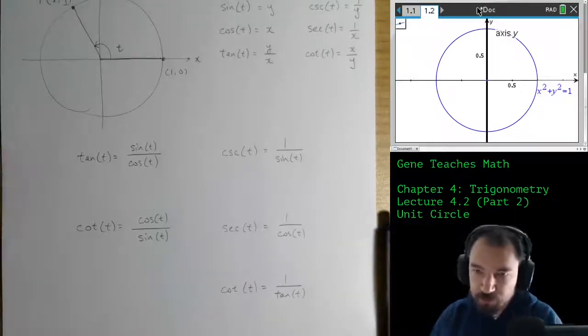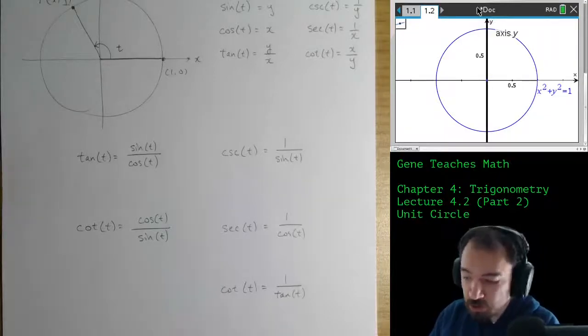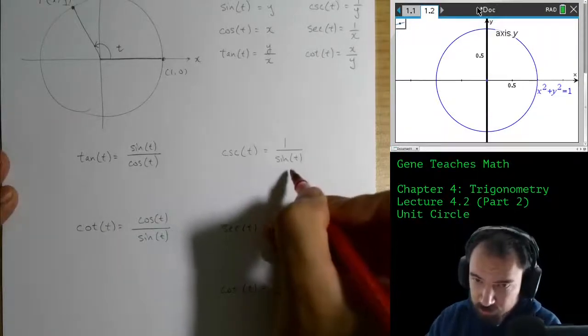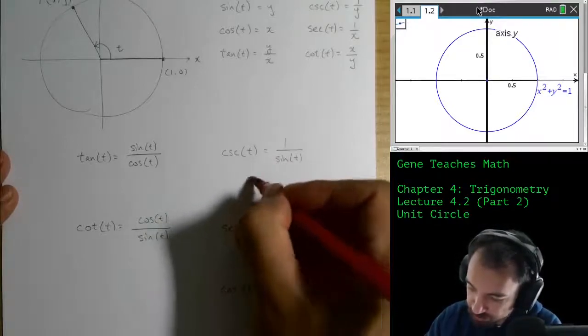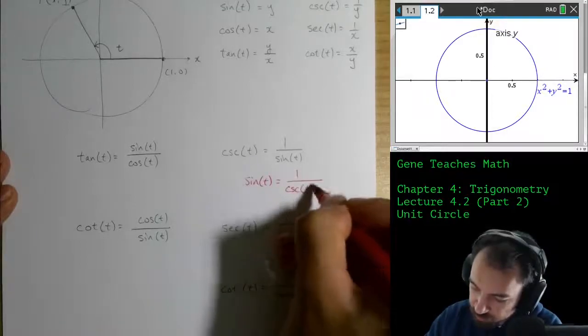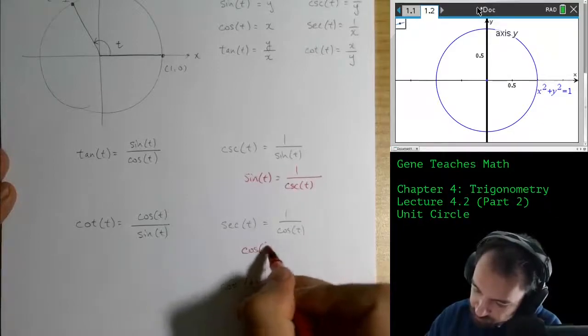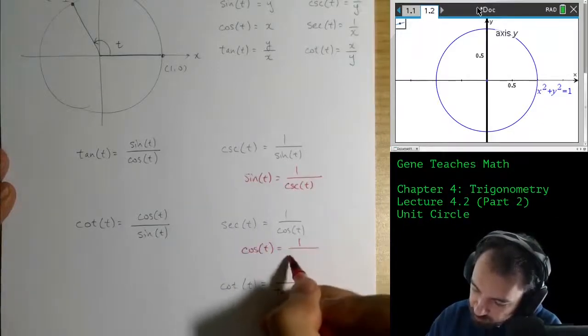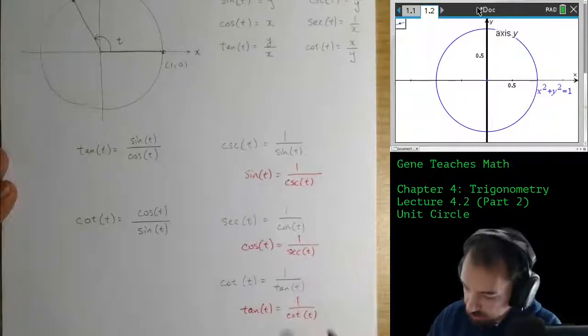These we call quotient identities because you form them by a quotient, and these we call reciprocal identities because you form them by a reciprocal. And in red, I'm going to come through and say there are other ones we can write that are perhaps less used, but true nevertheless. So I can take this and say, what if I reciprocate both sides? I would end up with sine of t is equal to the reciprocal of cosecant t. So these are reciprocals of each other. Similar business with the cosine and the secant. Cosine of t is 1 over the secant of t. And then tangent of t is 1 over the cotangent of t.